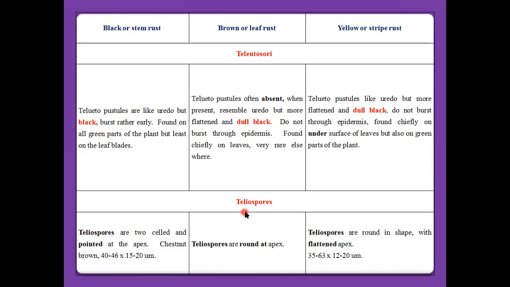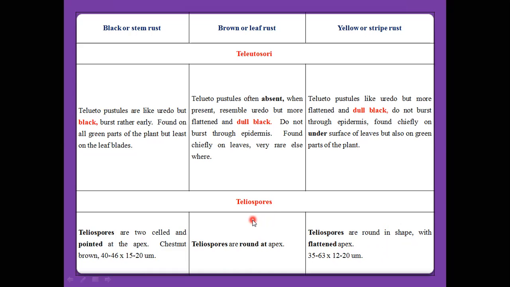In black rust, teliospores are two-celled and pointed at the apex. In the case of brown rust, teliospores are round in shape with a flattened apex. So uredospores are generally single-celled, and teliospores are two-celled or bicelled.